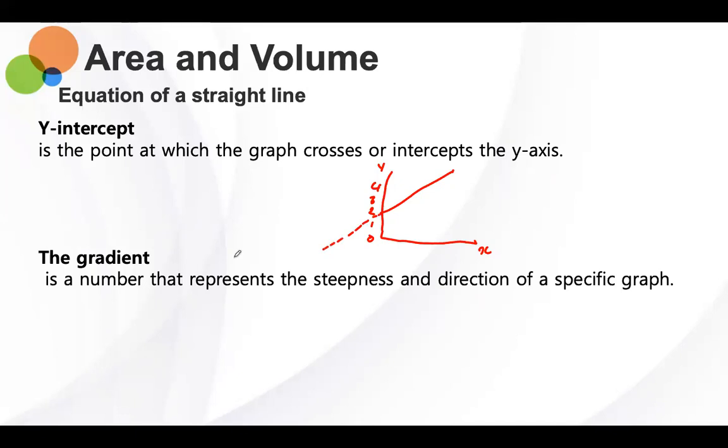All right, so we have 3 minutes left. Let's touch on gradient. The gradient is the number that represents the steepness and direction of a specific graph. This should give you a better understanding. We have another graph here with 2 lines on it. We have line A and we have line B. Now, which one would have the higher gradient? Is it line A or line B?